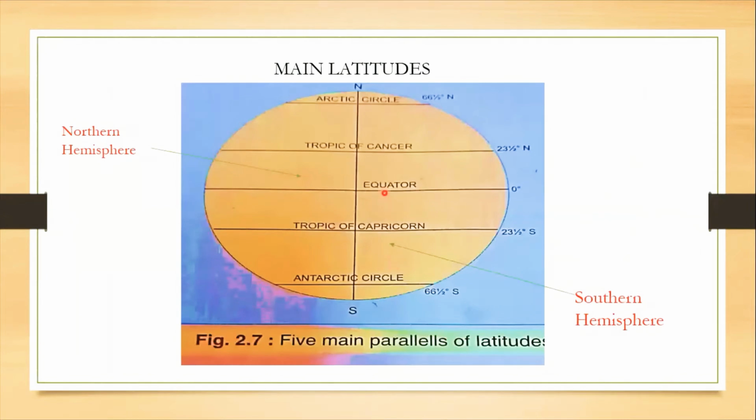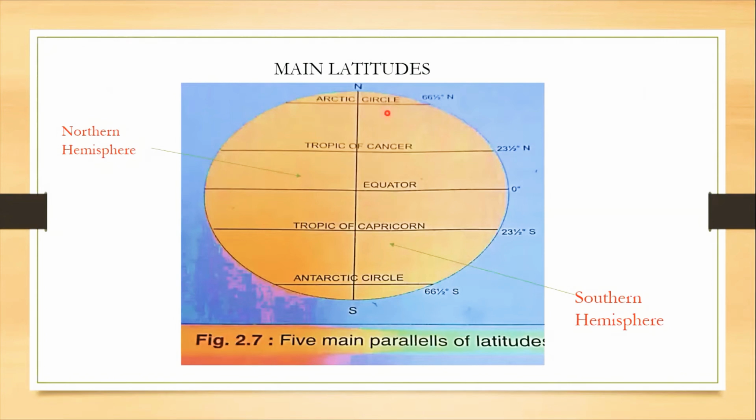Now, what are the main latitudes? Here you can see that there are 5 main latitudes. The most important is the equator, as this equator passes through the center of the earth and it divides the earth into 2 equal halves. That is, the northern part is the northern hemisphere and the southern part is the southern hemisphere. Now the next is the Tropic of Cancer, which passes through the 23.5 degree north. You can see this is the latitude of Tropic of Cancer. From 0 to this line, it makes the angle 23.5 degree north. That is why its latitude is the same.